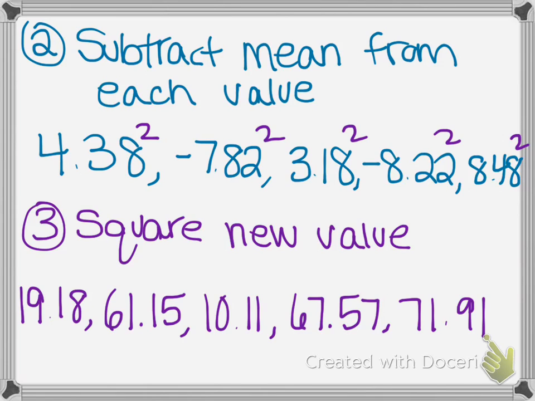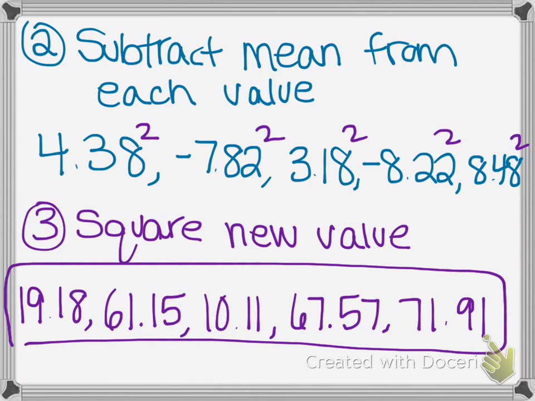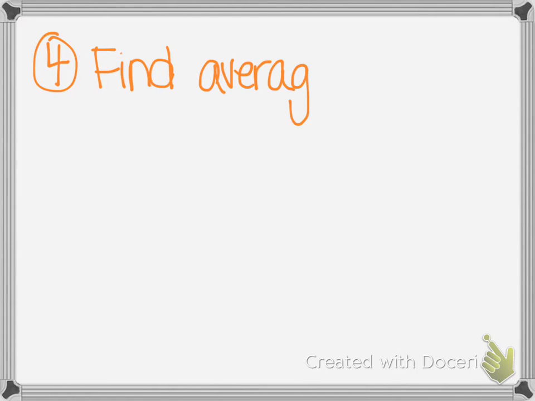So our fourth step then is to take these new values now, because we keep changing our values. So now after we square, our next step is to find the average of these. So we're going to find the average again. So our fourth step, find the new average.